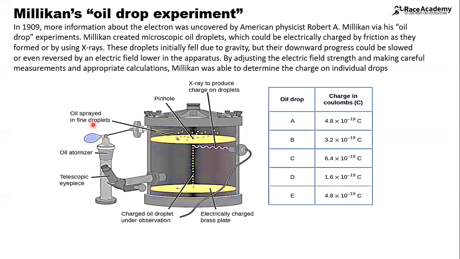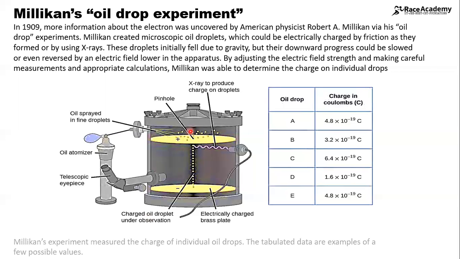Here, this is the oil sprayed in fine droplets. This is the oil atomizer, this is the telescope here, a pinhole is present here, and X-rays to produce a charge on the droplets. An electrically charged brass plate is present here, and another charged plate, and this is the pinhole, where the charged oil droplets are under observation. This is the positive plate and this is the negative plate. In between them, the charged oil droplets under observation are coming down here.